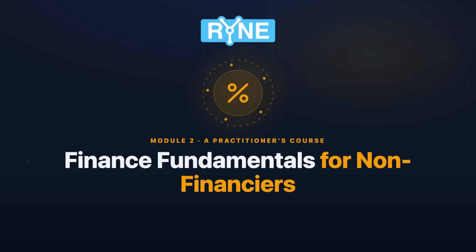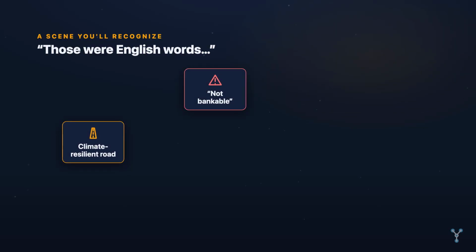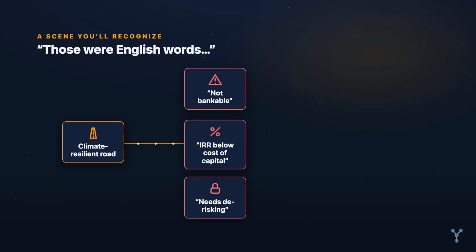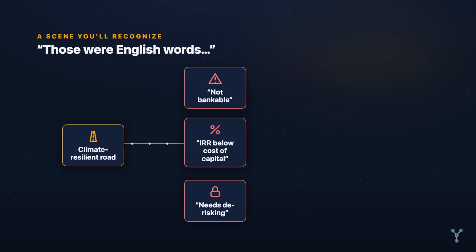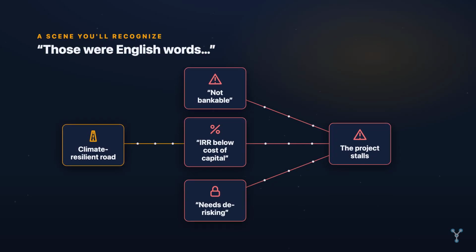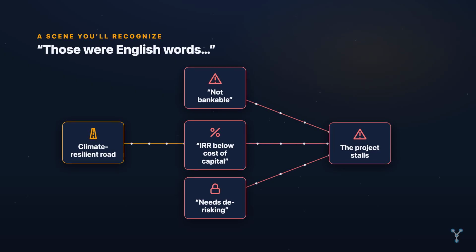Module 2, Finance Fundamentals for Non-Financiers. Here's a scene you'll recognize. You're in a meeting and a project you believe in deeply, a climate-resilient road, say, gets described as not bankable, with an IRR below the cost of capital, so it needs de-risking before it's investable. Everyone nods. The project stalls. And you're left thinking, those were English words, but I couldn't tell you what a single one of them meant.